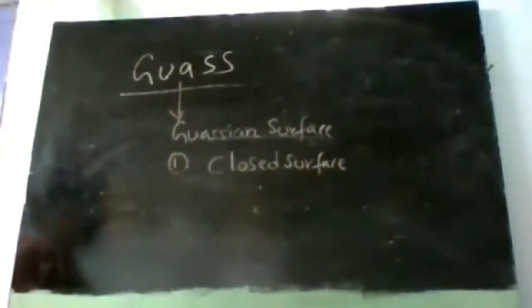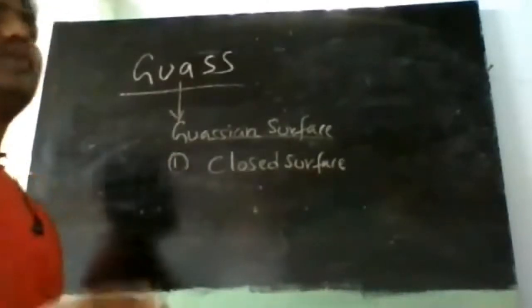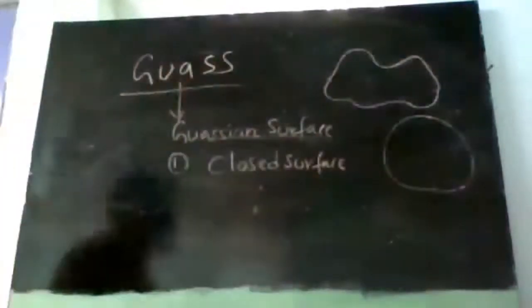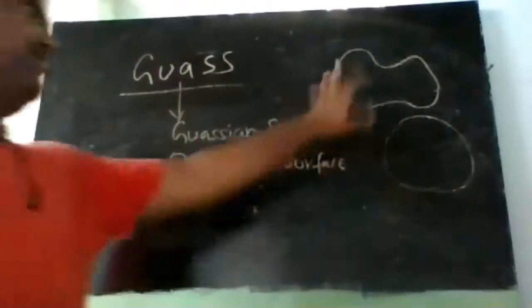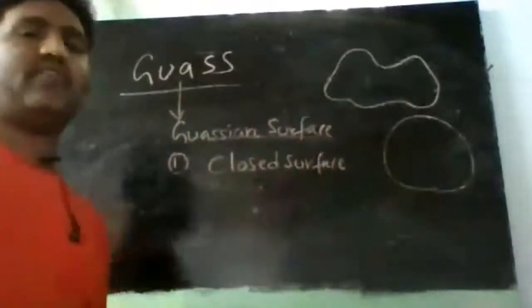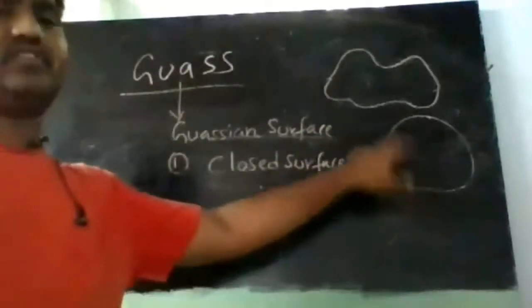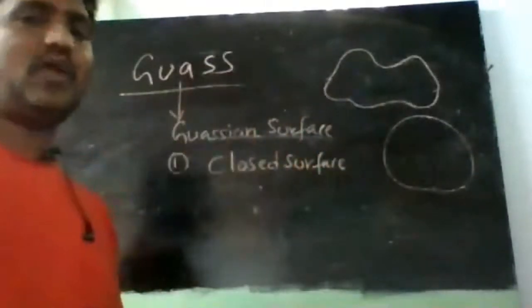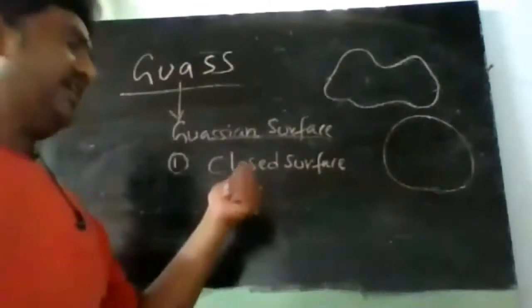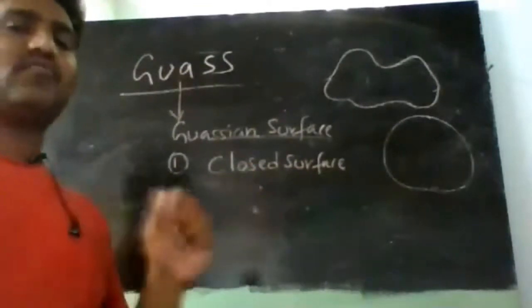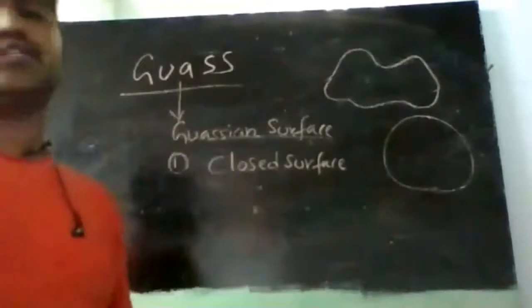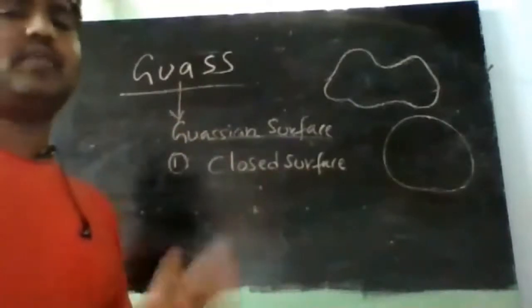That is, it should be a closed surface, it can be regular or irregular. Regular means, for example, this is a circle which is regular like this. If I draw something like this, this is irregular, so we cannot define it with a mathematical equation. This can be defined with mathematical equations. So this is a regular surface, this is an irregular surface. So the first condition is the surface that we take should be closed in nature. It can be regular or irregular.